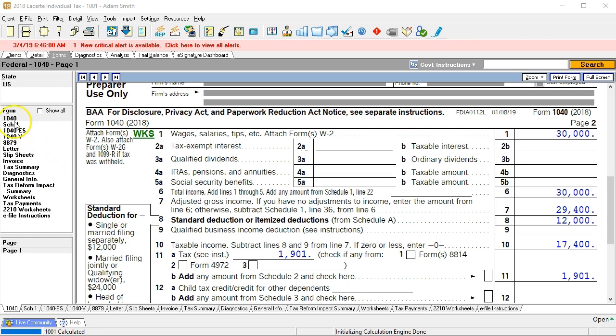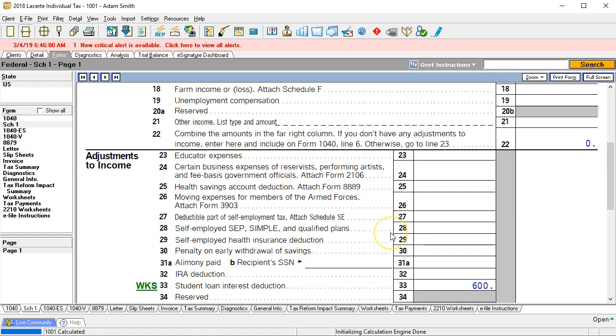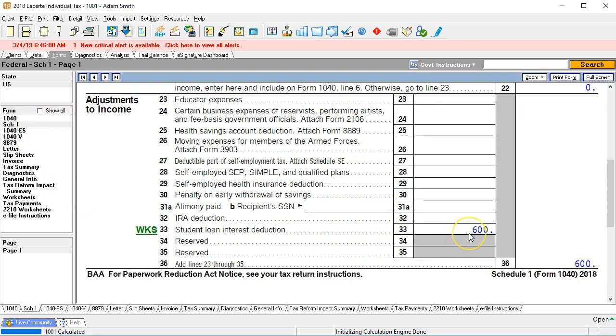So we also said that there's a cap here. Note that there's an income limitation we'll take a look at in the future. We also said that this can be capped at $2,500. So if we paid $600, we got the $600. What if we paid like $3,000?